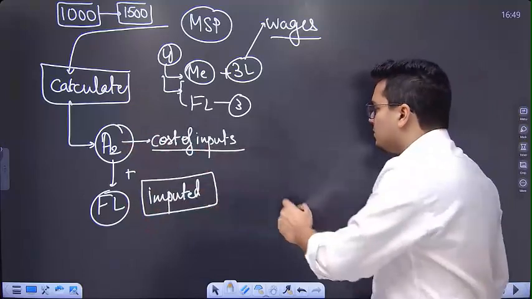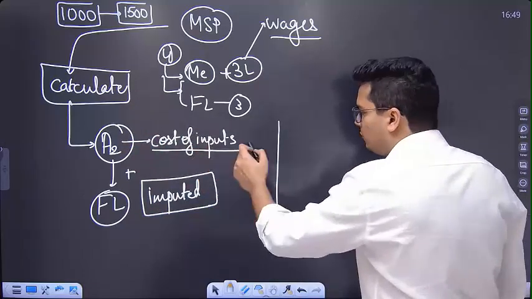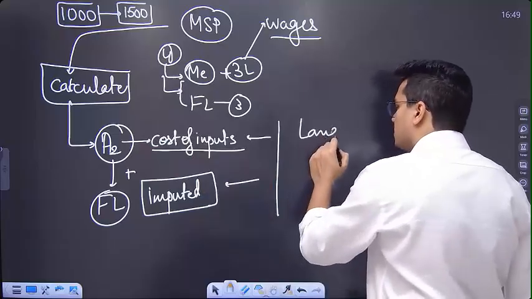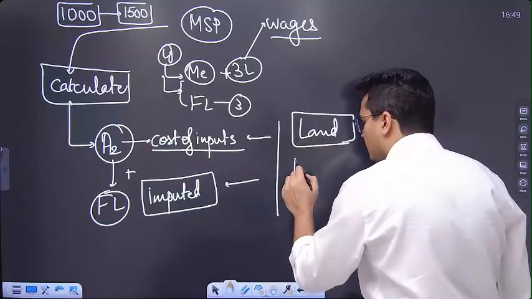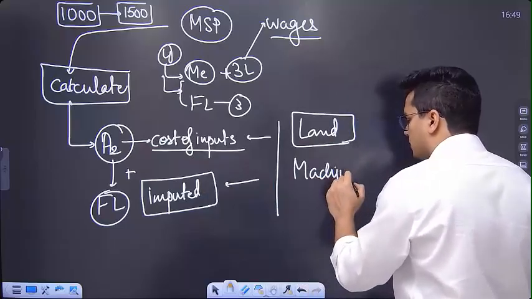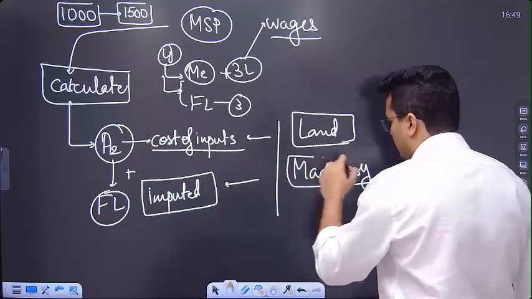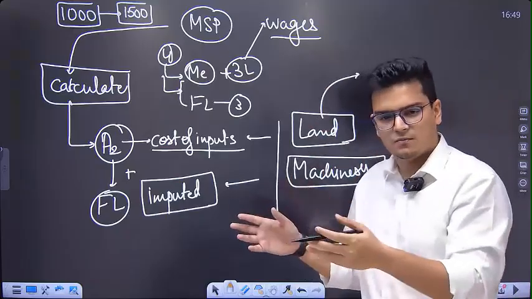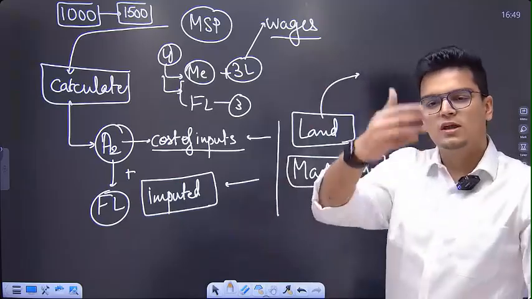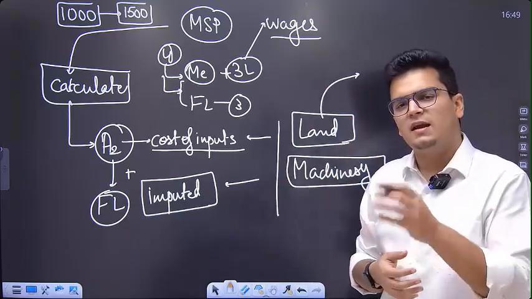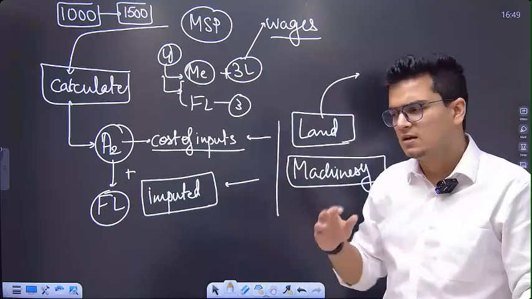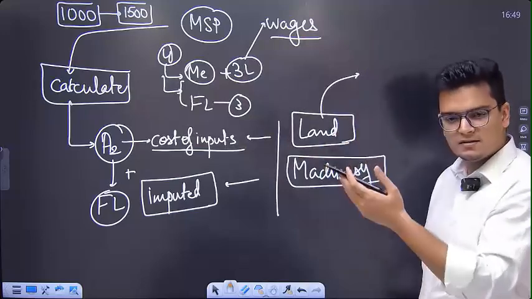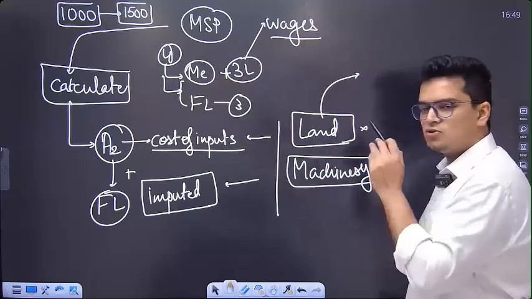Now, the other formula says that along with the cost of inputs and imputed cost, there are 2 other things. There is land and there is machinery. In land, I could have said that this is my field of, let's say, 1 hectare. You take my field and just give me some rent. Give me rent of 10,000 rupees a year and you produce whatever you want to on my field. I could have done this, but I am choosing not to do this and produce myself.